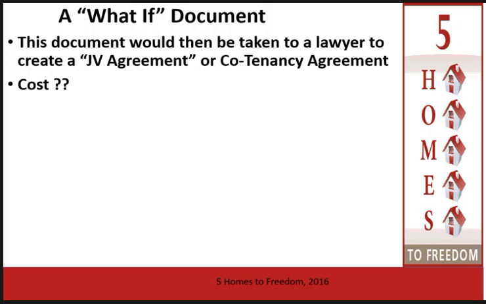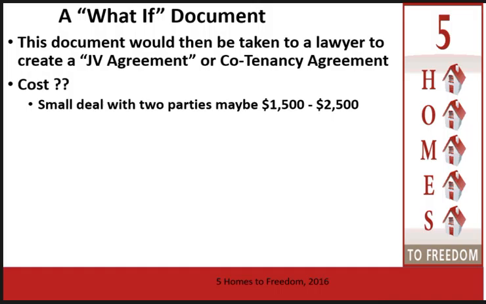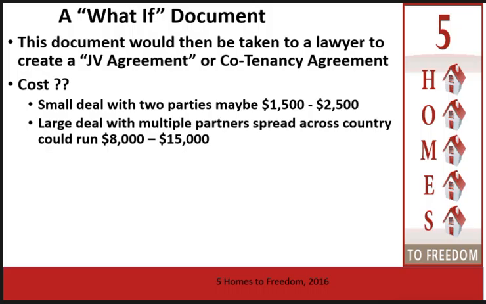So what I'm proposing is that a cost for a single-family house or a duplex with a joint venture, one joint venture partner, something pretty straightforward and simple, could cost you anywhere from $1,500 to $2,500 to put together a proper joint venture agreement / co-tenancy agreement. Now, obviously, if it's a bigger deal and you've got multiple partners, especially if they're from across the country, it just becomes more complicated, more time-consuming for the lawyers. It could easily run up to $8,000, $15,000. There's really no limit. It depends on the complexity of the property.